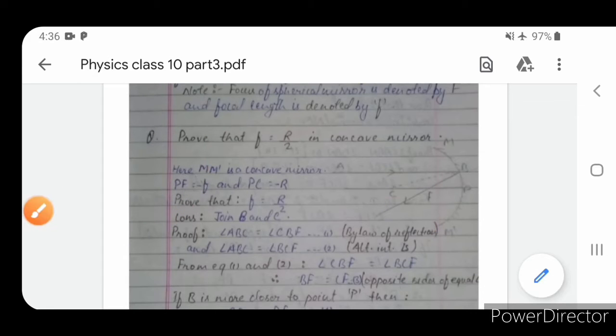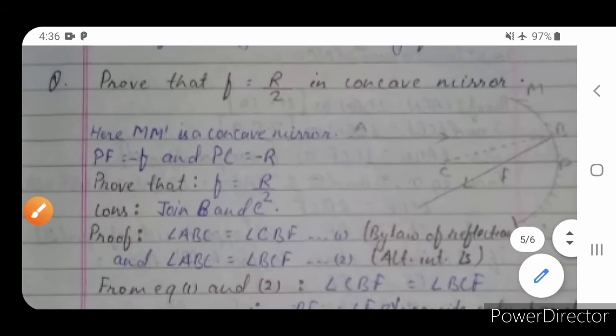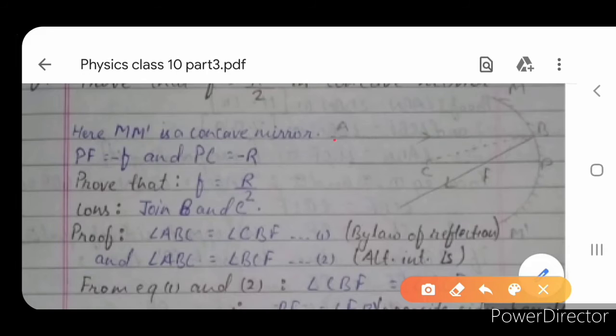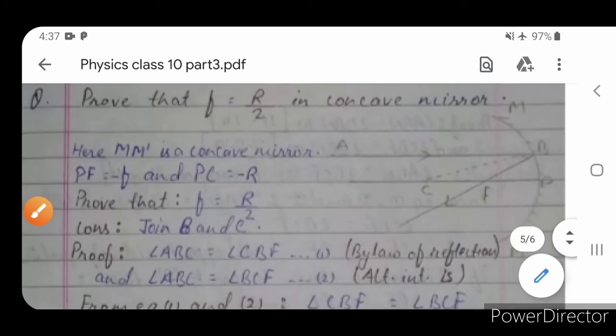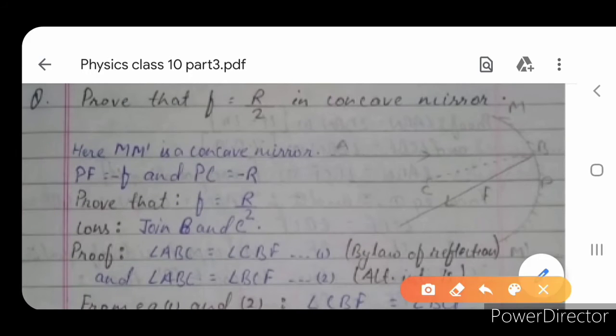Okay, so look here. Here one ray AB is coming parallel to the principal axis. I have already told, when a ray comes parallel to the principal axis, then after reflection it passes through focus. Then it passes through focus F. So basically here M' is a concave mirror. You may use any name, no matter.